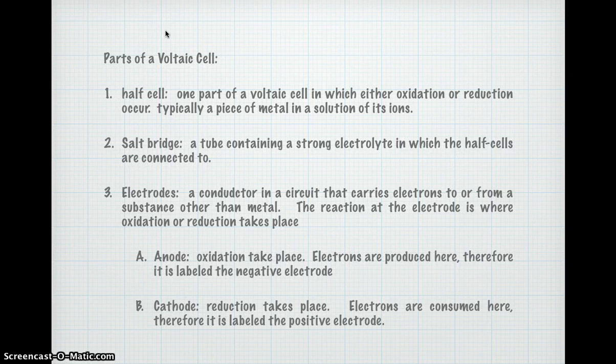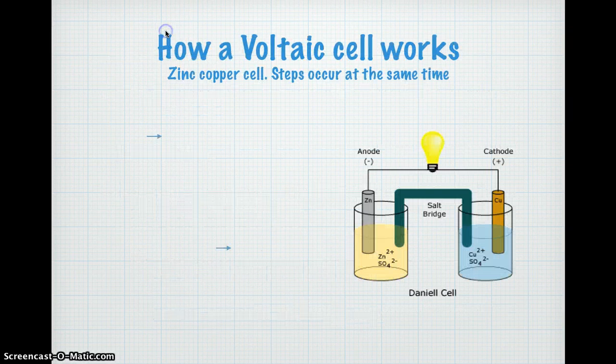Okay, so the anode is where oxidation takes place. That's where the electrons are produced. Therefore, it is a negative electrode. And the cathode is where reduction takes place. Electrons are consumed here. Therefore, it is labeled the positive electrode.